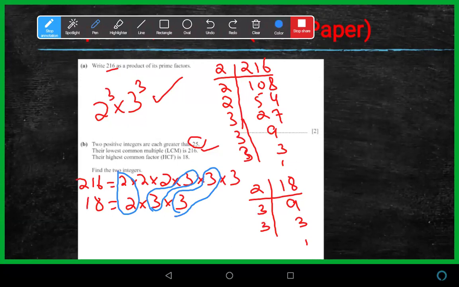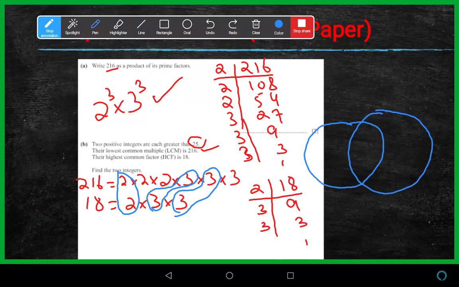So there is a trick to find the two integers. How we can find, I will show you. Make a circle like this. The center part is the common part. For example, this is 216, the LCM, and this is 18.